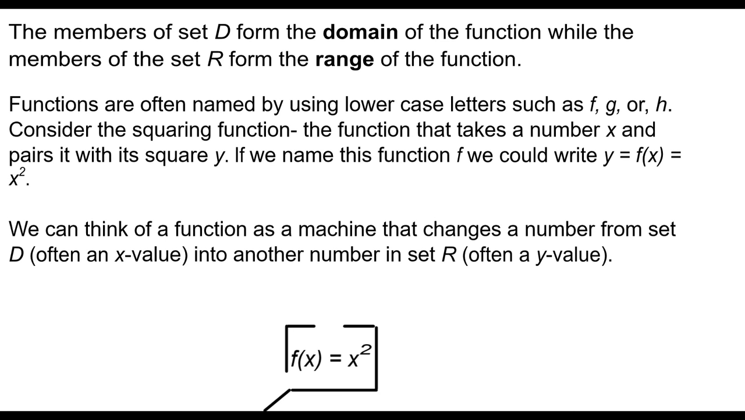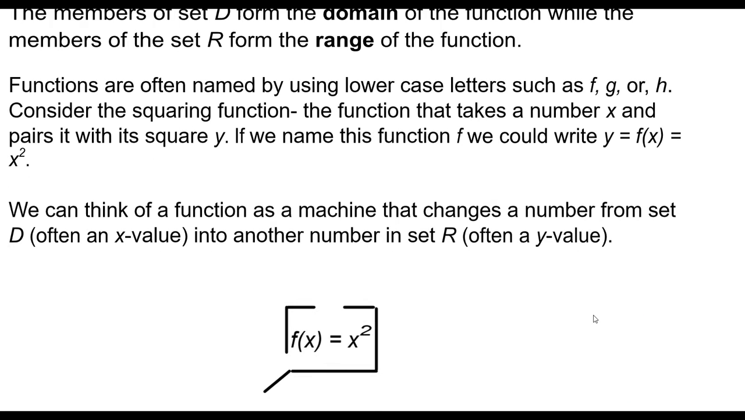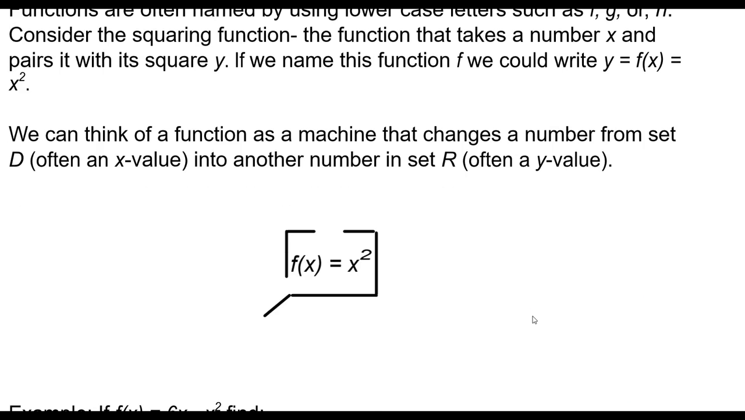The members of set D form the domain of the function, while the members of the set R form the range of the function. Functions are often named by using lowercase letters such as f, g, or h. Consider the squaring function, the function that takes the number x and pairs it with its square y. If we name this function f, we could write y equals f of x equals x squared. We can think of a function as a machine that changes a number from a set D, often an x value, into another number in set R, often a y value.